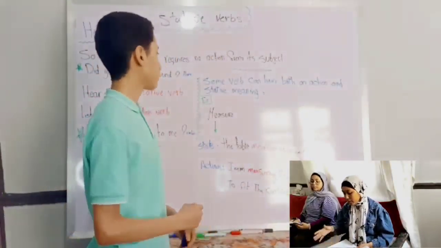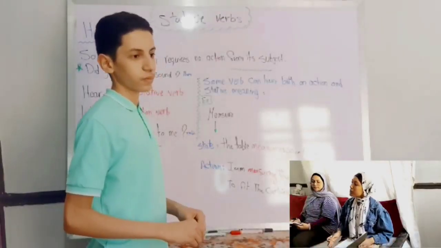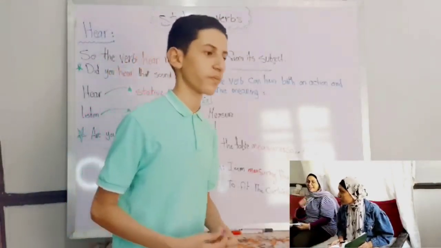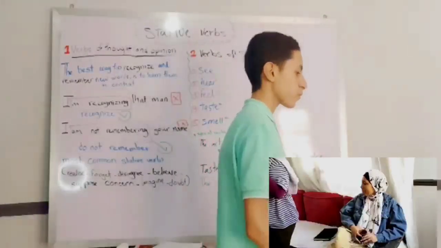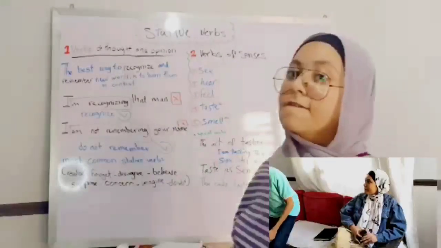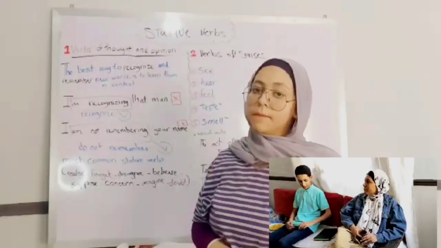I heard that there are 5 categories of stative verbs. What are they? I know them. Do I know the answer to that question? First category, thought and opinion.